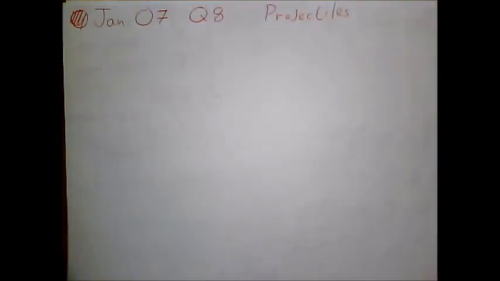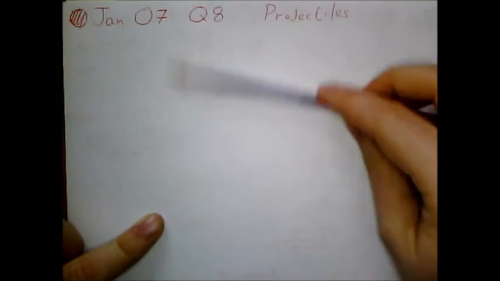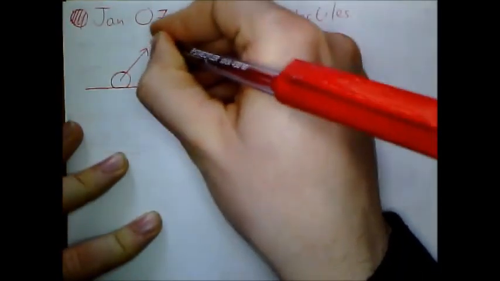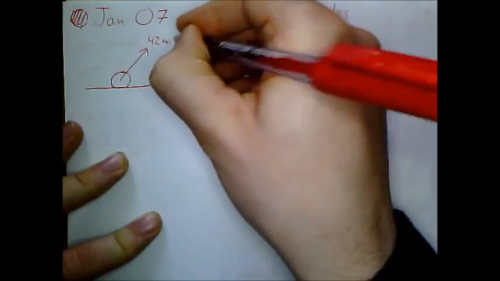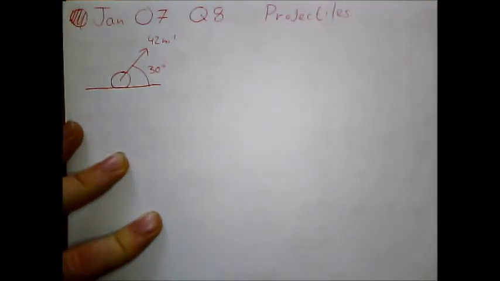So, like with all projectile questions, there's going to be no force acting on it in the horizontal plane and only gravity in the vertical plane. So, my missile starts at this position and it's projected at 42 meters per second at an angle of 30 degrees. Okay, so we want to find the maximum height of the missile.